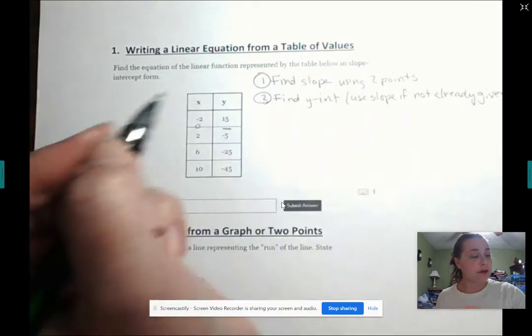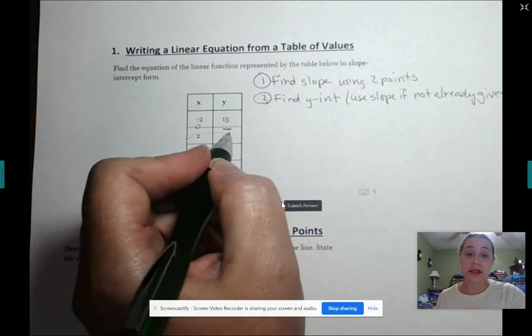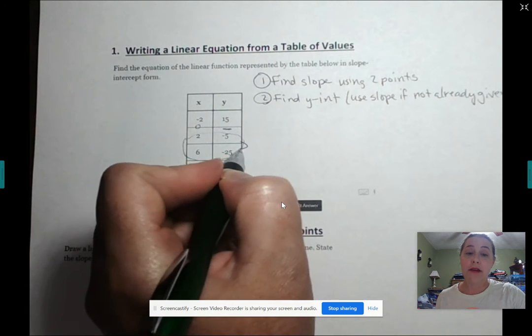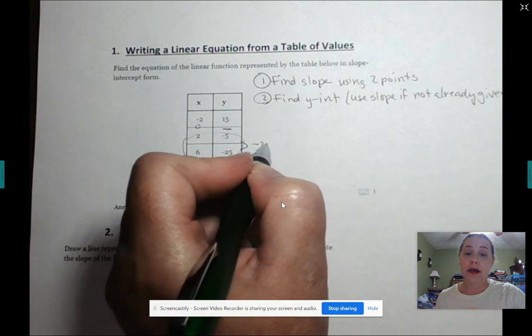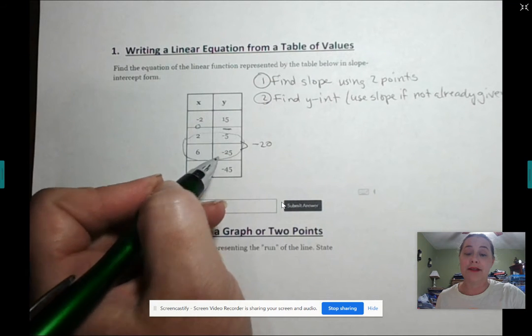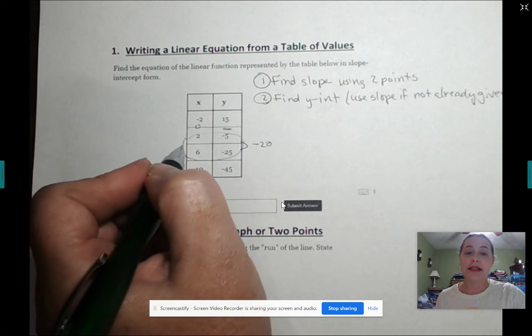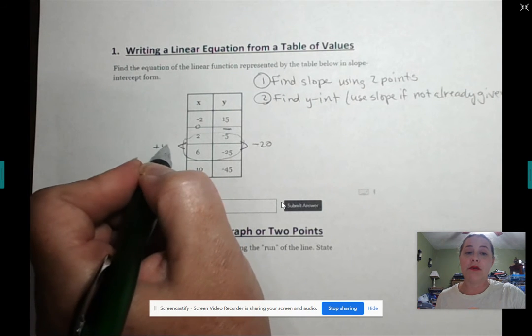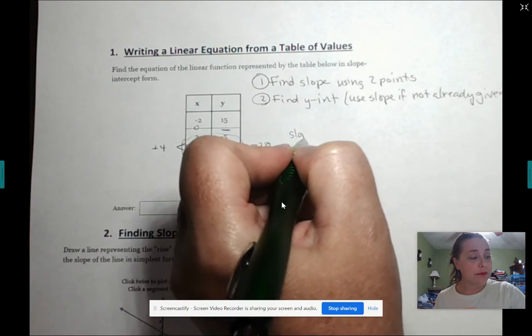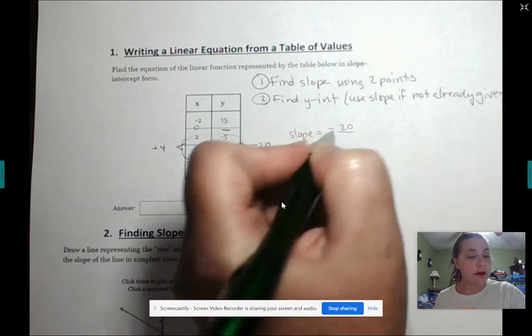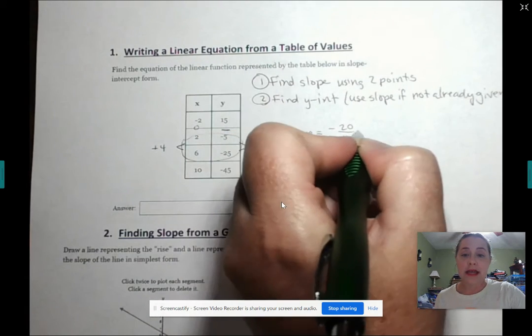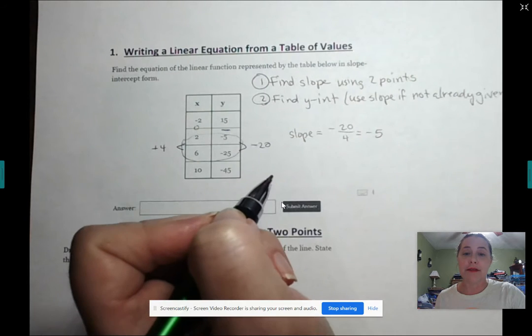You can use the actual formal formula, or you can just pick 2 points and ask, how did the y's change? Well, these got smaller by 20. It went from -5 to -25. That's a difference of losing 20. The x's changed by adding 4. So my slope is the change in the y over the change in the x, and that reduces to -5.